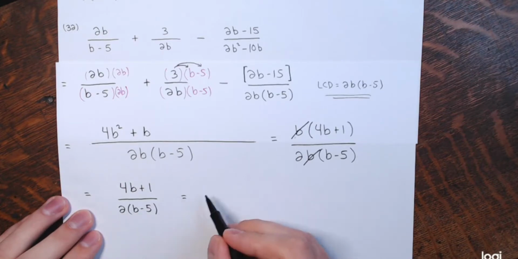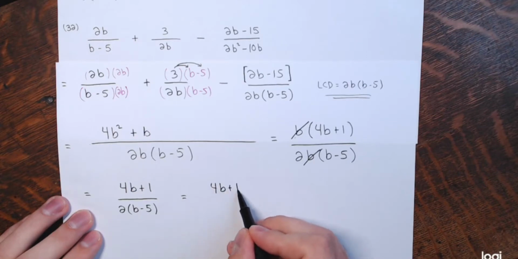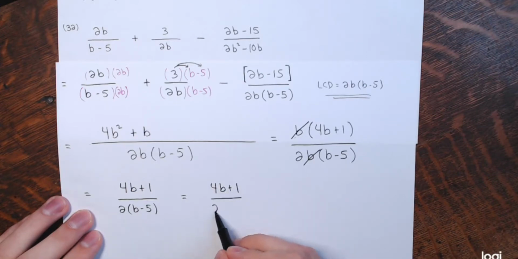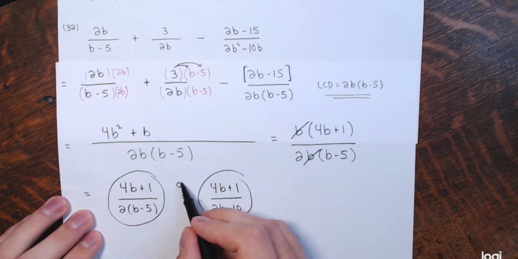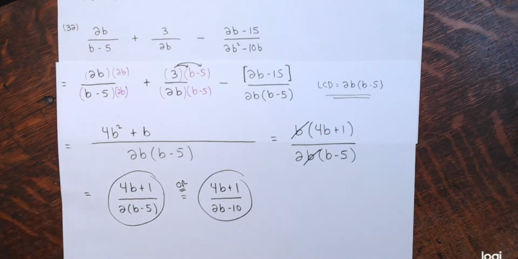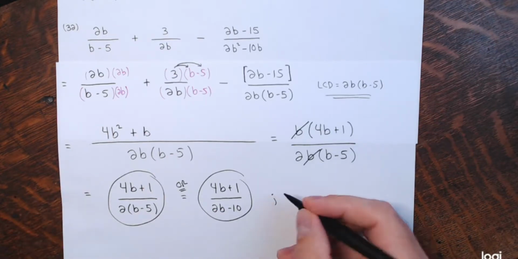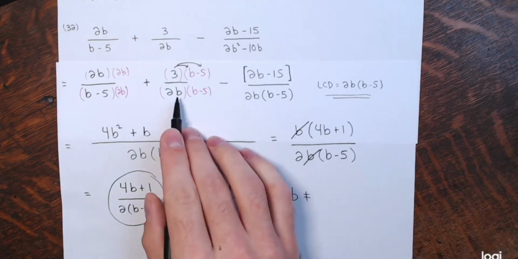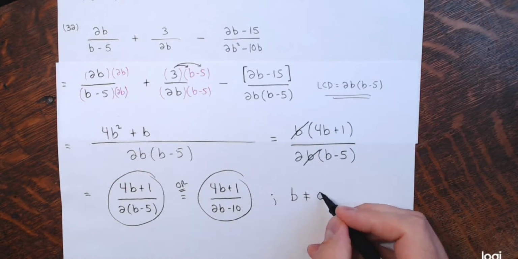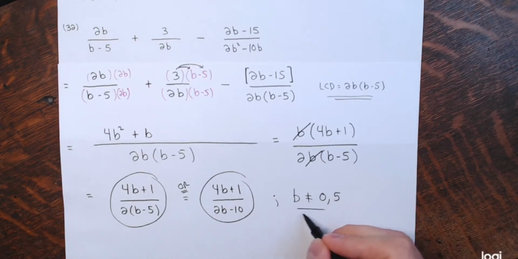Now you can leave it that way or actually multiply it out, right? 4b plus 1 in the numerator and 2b minus 10 in the denominator. Both are equally valid. They're both the same expression. Alright, and the values that I can't replace b with would be 0 or 5. I can't replace b with 0, and I can't replace b with 5 because that would make denominators equal 0, and you can't have denominators of 0. That's dividing by 0. That is an undefined operation.